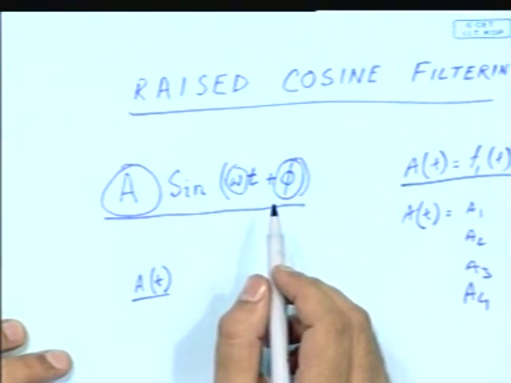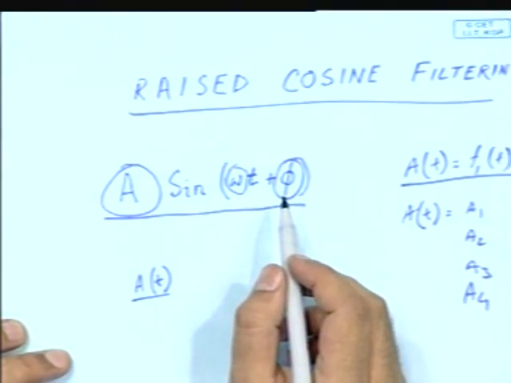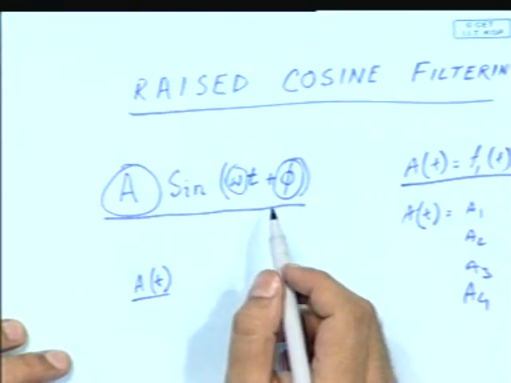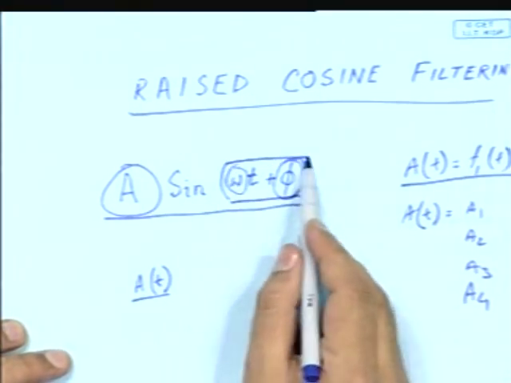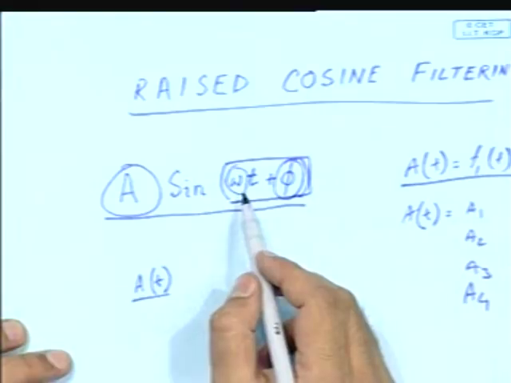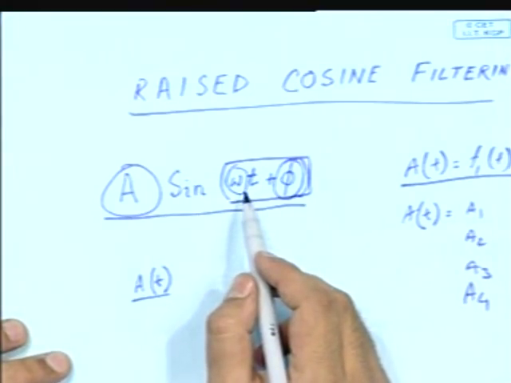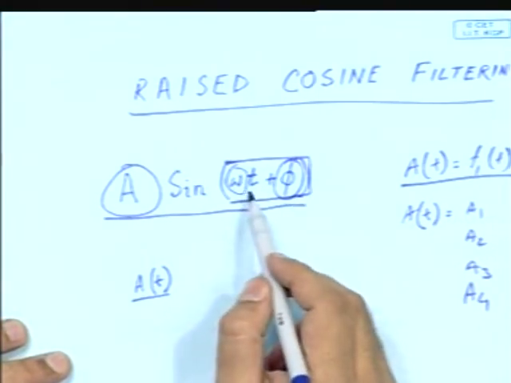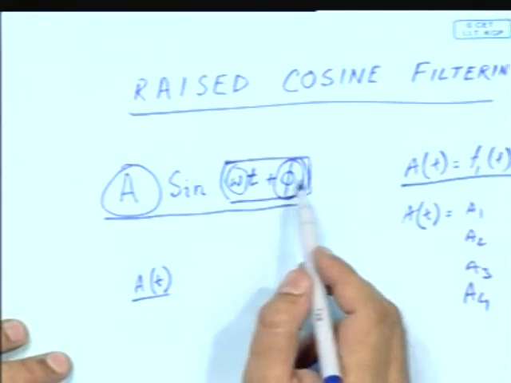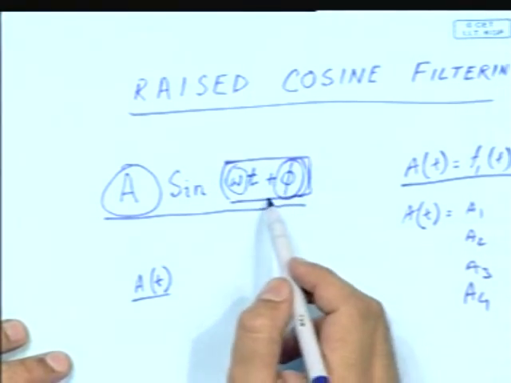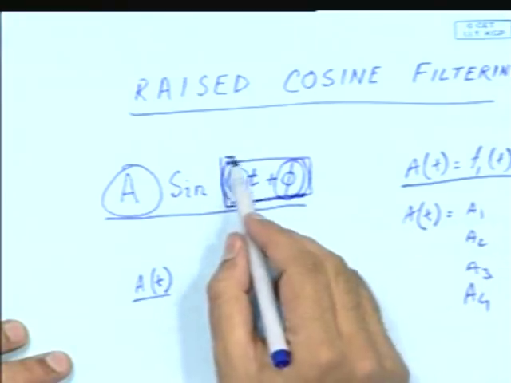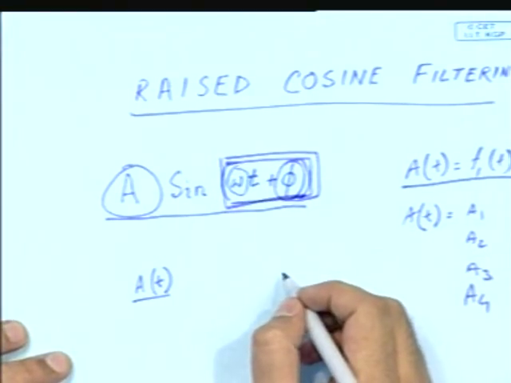There is obviously phase modulation and frequency modulation, but broadly, this whole thing comes out to be an angle. So that is an angle modulation, right? This whole thing, after multiplication with t and adding phi, is an angle. So it would be an angle modulation. In this whole thing, we modulate the angle.